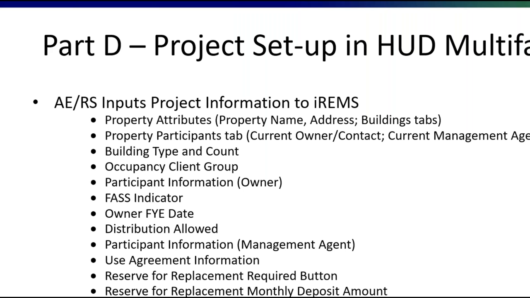participant information such as management agent, use agreement information, reserve for replacement required button, and reserve for replacement monthly deposits amount. Remember that all RAD projects have a family client group, so make sure that that is identified. And also remember, ICON needs to be set up first so that the IREMS record can be created, or it will not be generated if it is not in place.